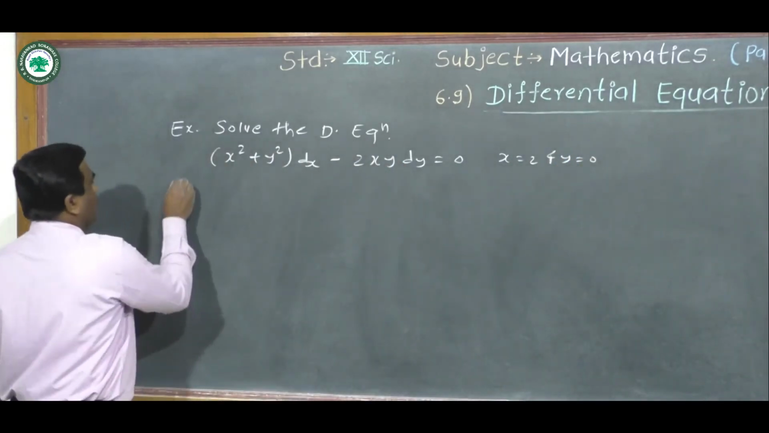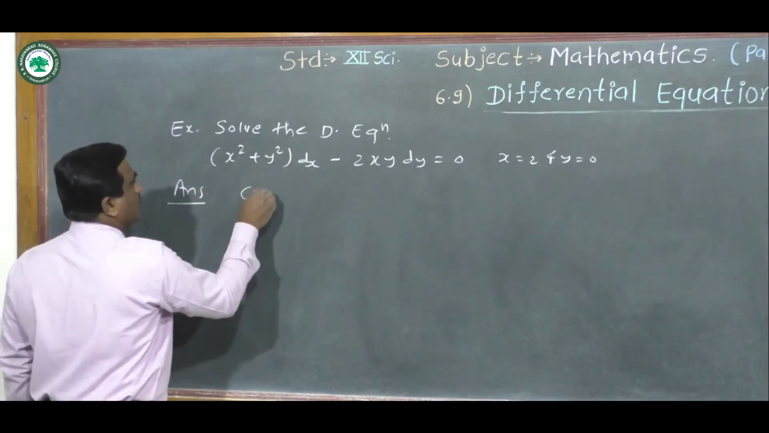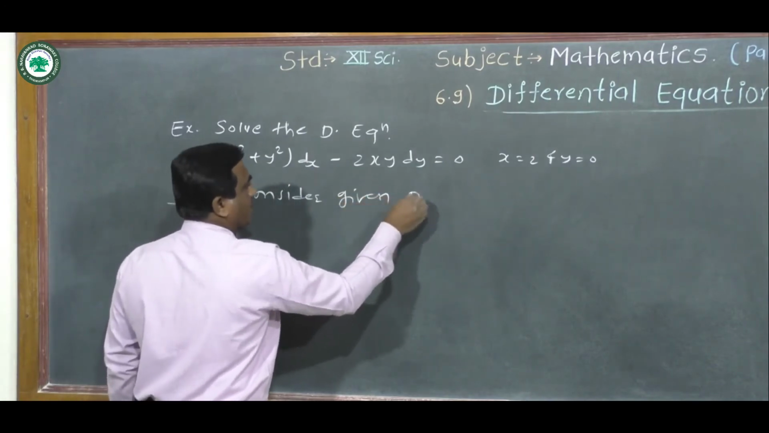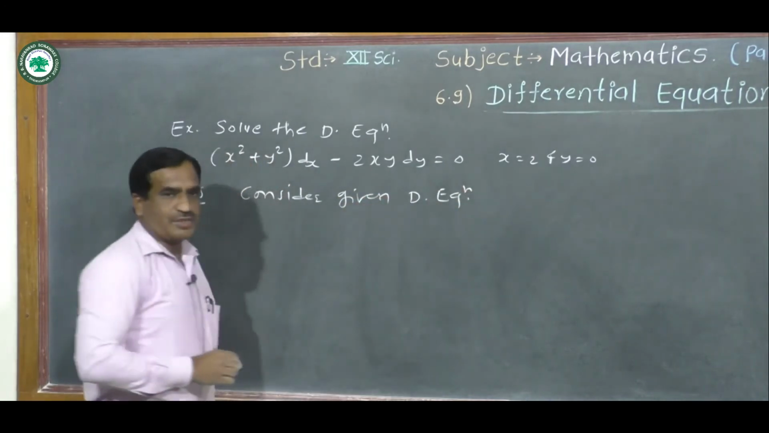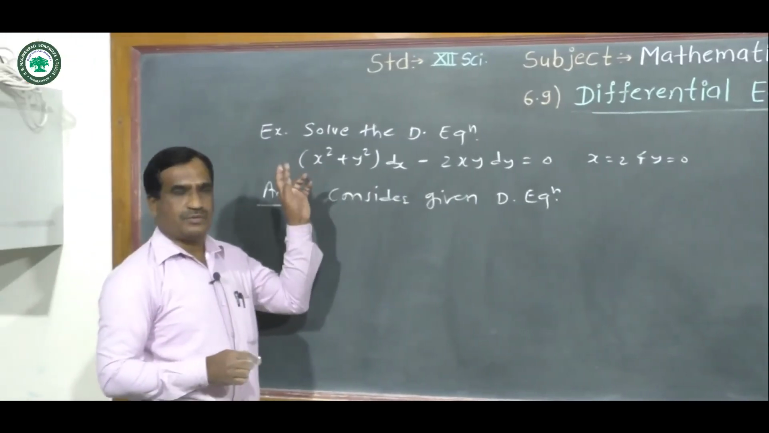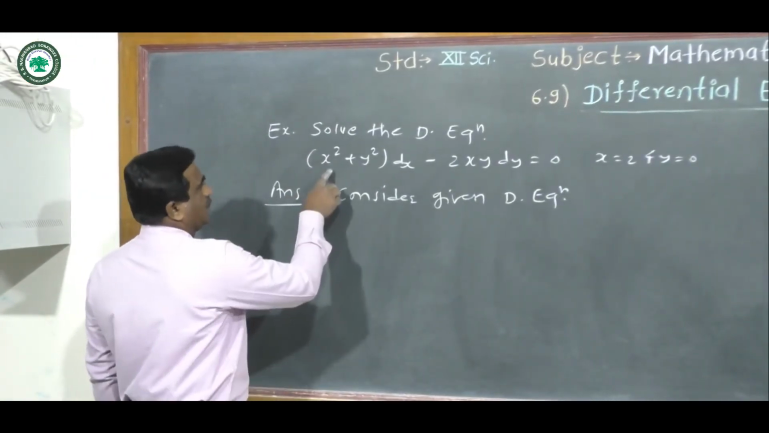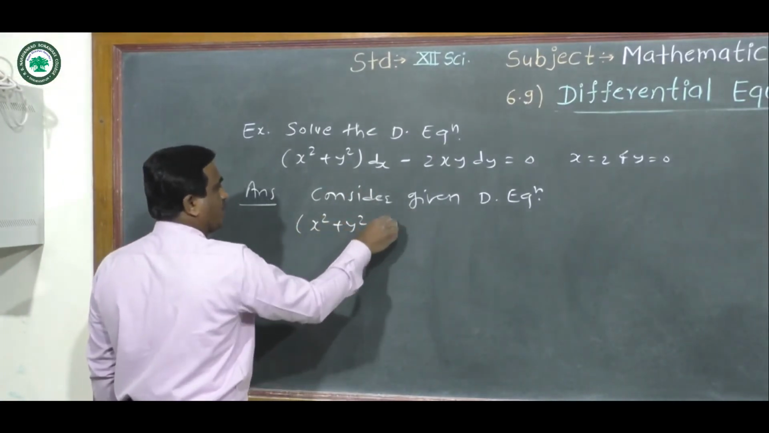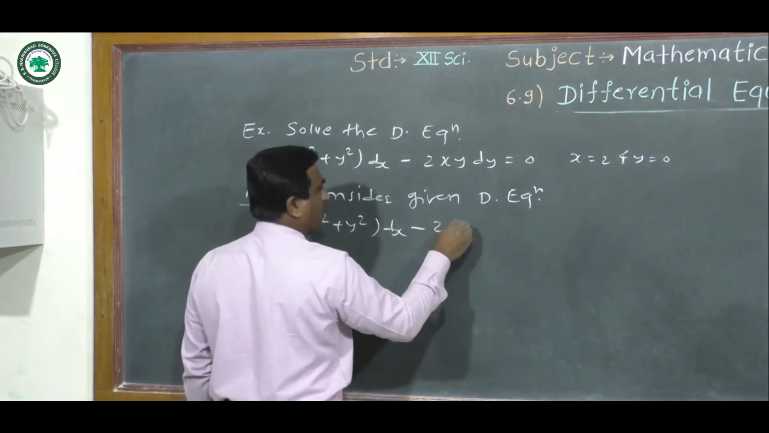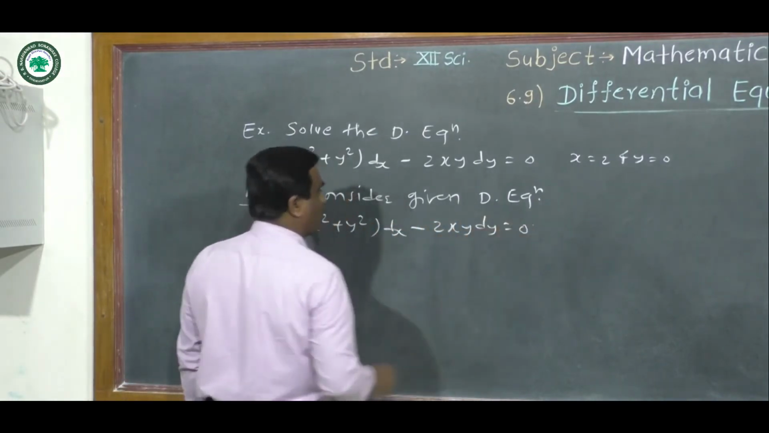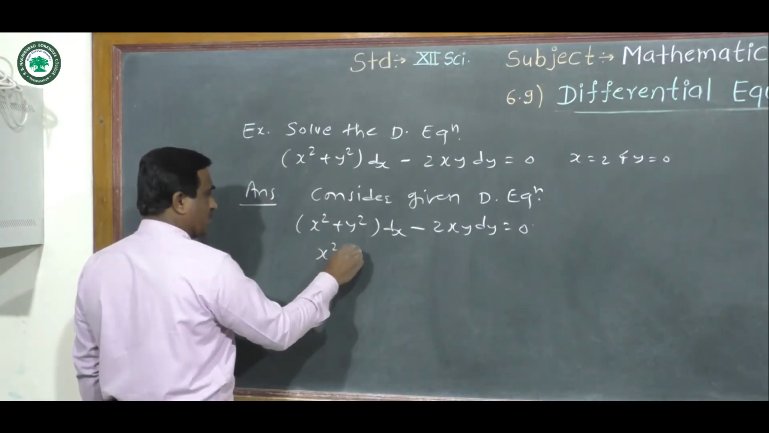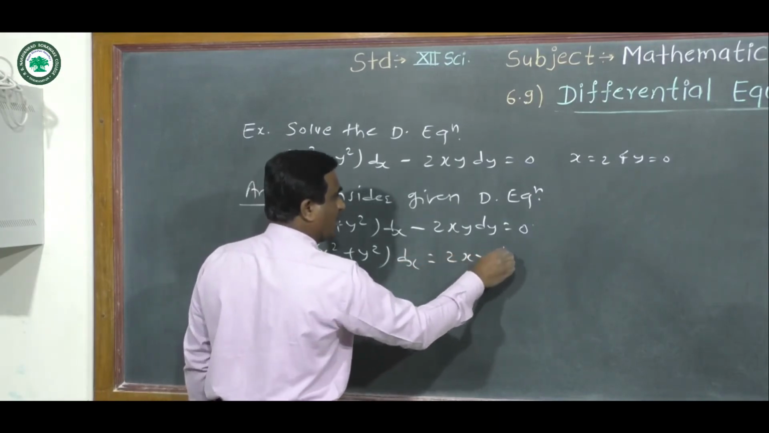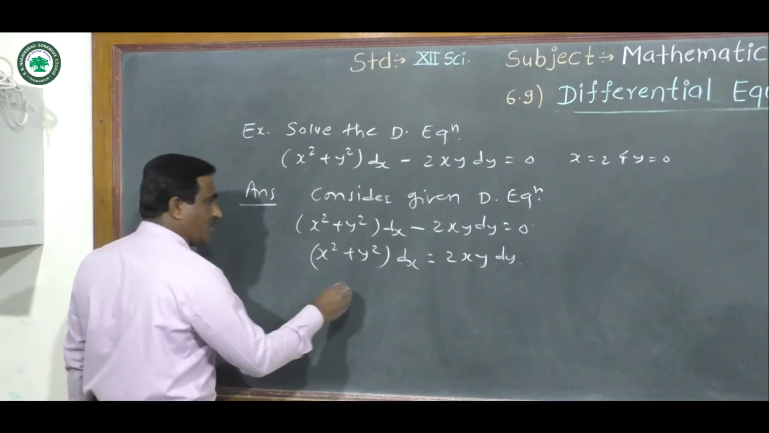Okay. Now answer for this. Consider given differential equation, which is homogeneous differential equation of degree 2. This is the homogeneous equation of degree 2. x square plus y square into dx minus 2xy dy equal to 0. That is, x square plus y square into dx is equal to 2xy into dy. We have to find value of dy by dx.